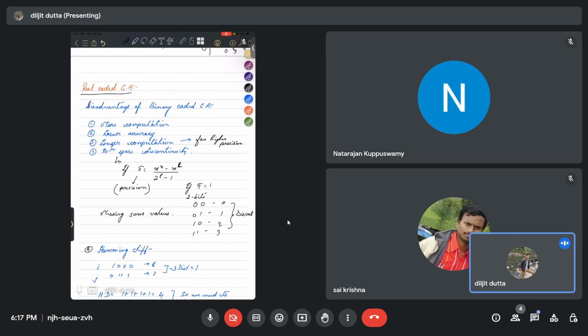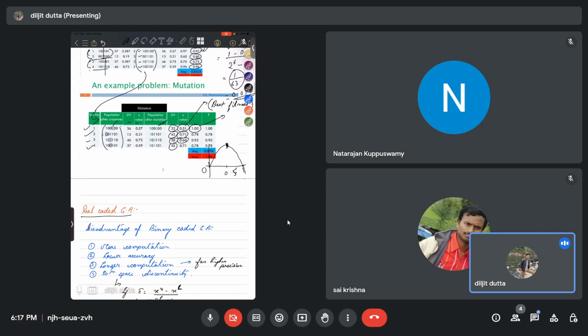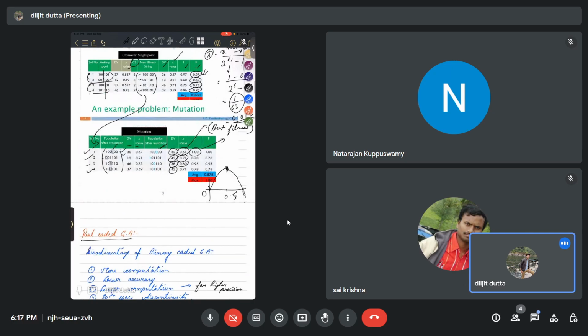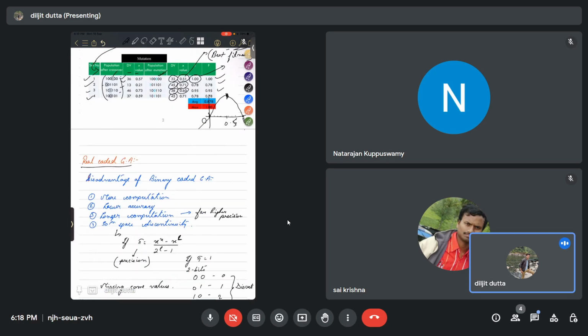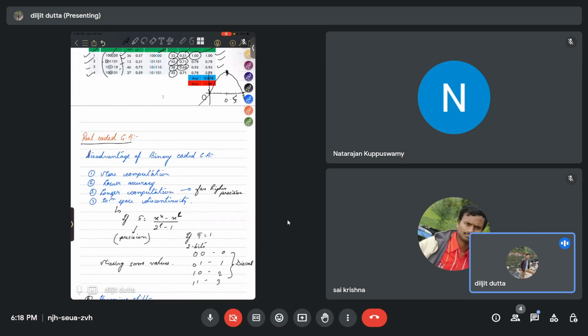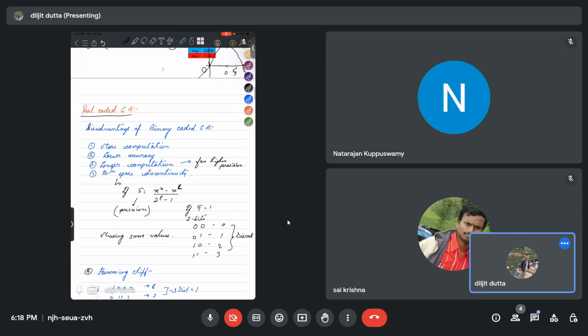The second thing is lower accuracy. Why lower accuracy? Because when we take a small population size, we are searching only a discrete part of the search space. We are not searching continuously. So there might be some points where we miss the solution. Because of that, we are skipping the main optimal solution, and we might be searching in and around that solution. So accuracy is not that good in binary coded GA, sometimes, when we are dealing with complicated problems. Third is a longer computation for higher precision, and this is something called solution space discontinuity.